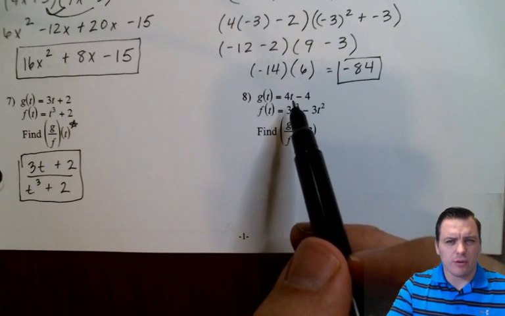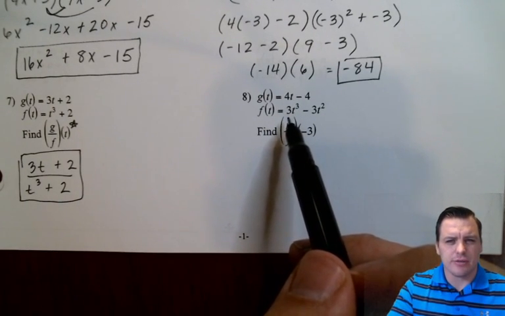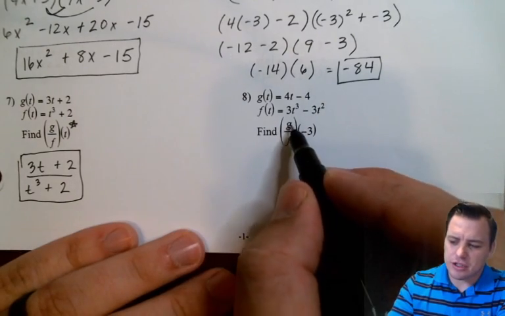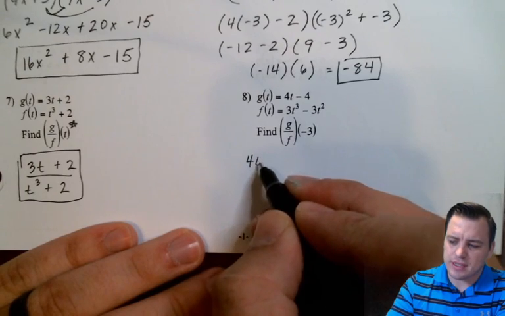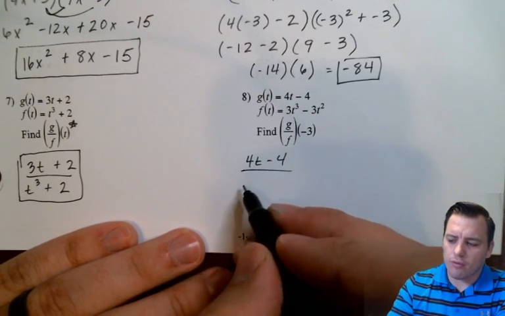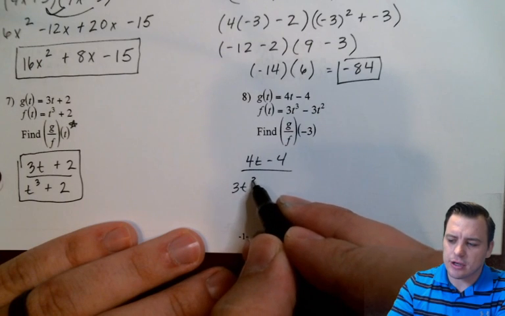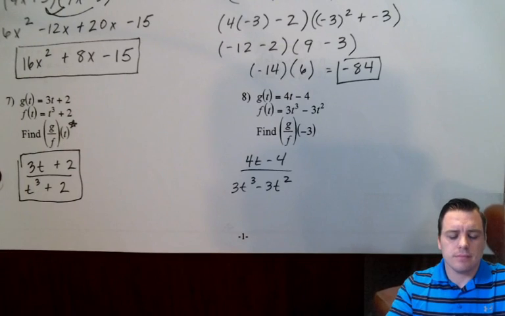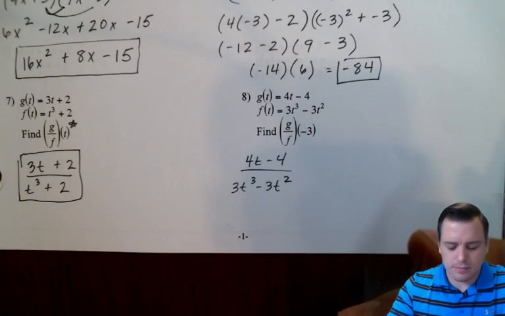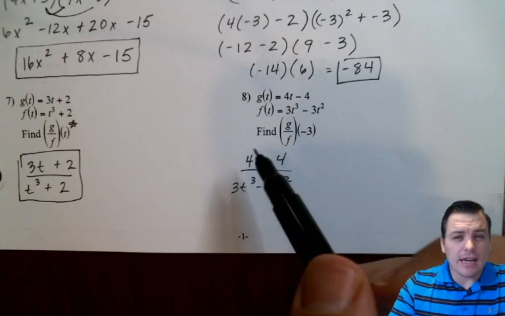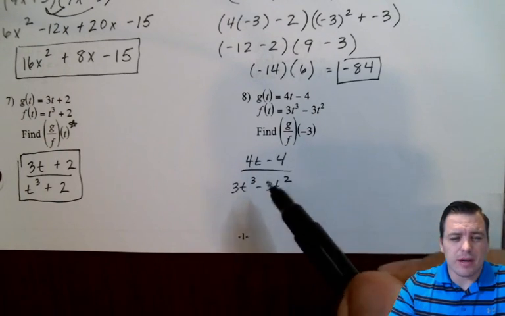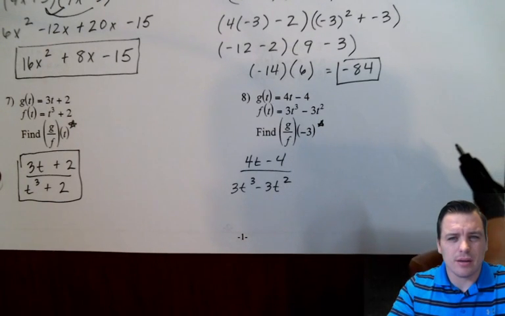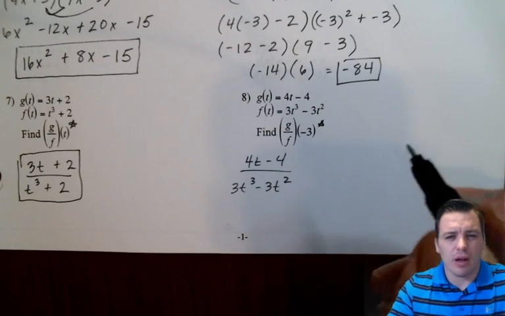Looking at number 8. G of t is equal to 4t minus 4 and f of t is 3t cubed minus 3t squared. Find g of f of negative 3. So again, it's g divided by f. So g is 4t minus 4 over f, which is 3t cubed minus 3t squared. We actually could factor some stuff here, but there's really no point in it because we're solving it in terms of negative 3. So what we need to do is just simply plug it in.